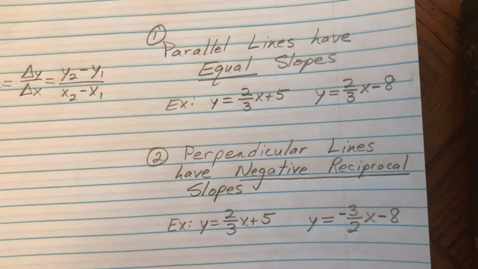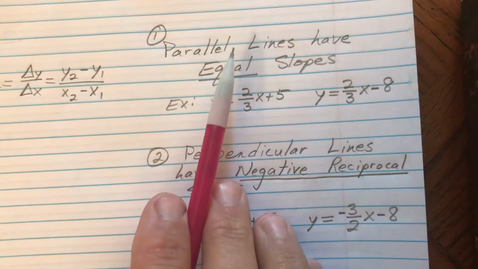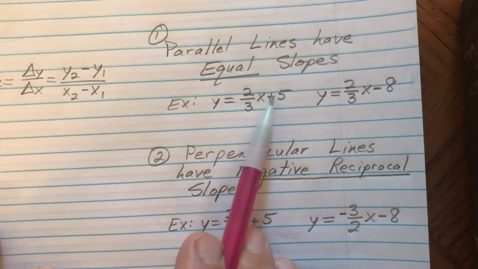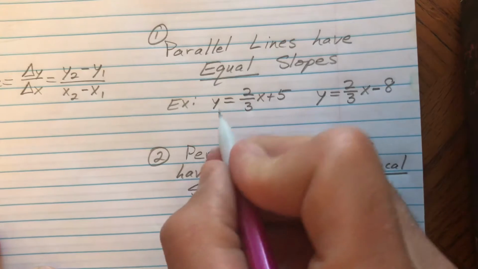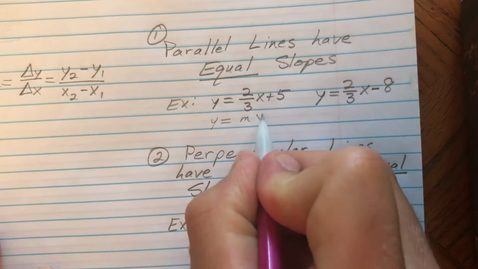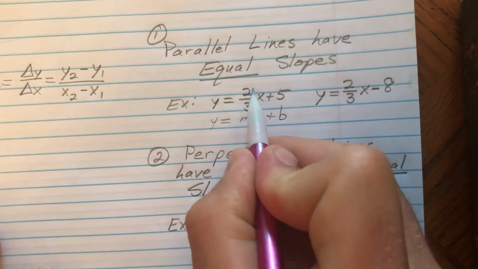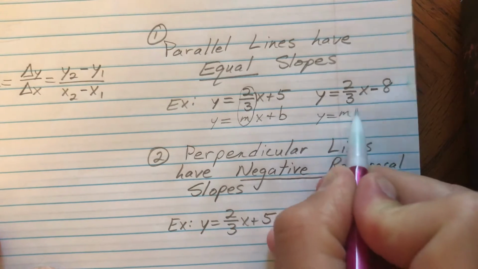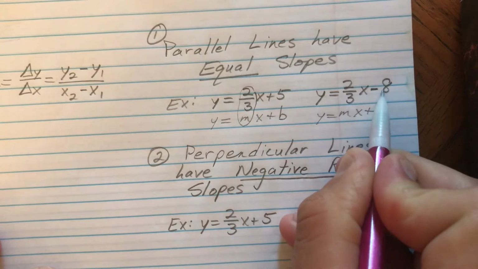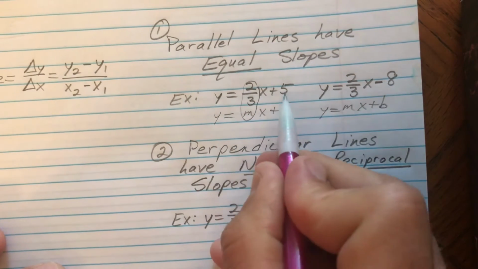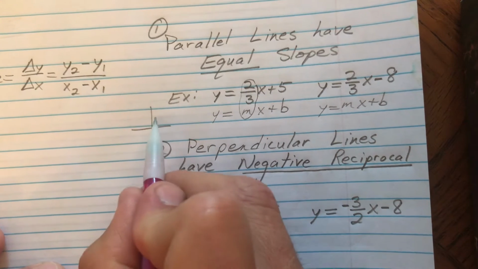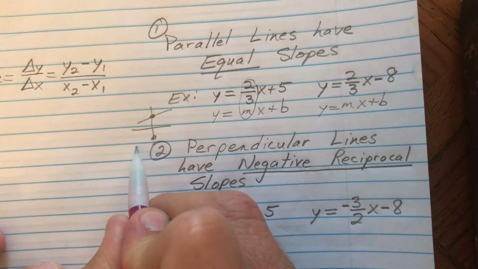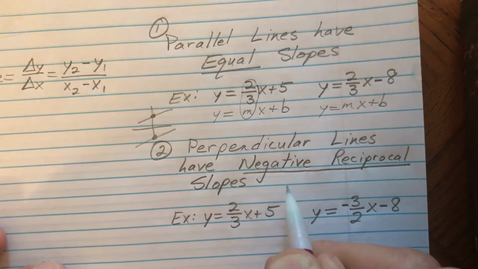A cool fact about lines is that parallel lines have the same exact slope. For example, if I start at 5, the y-intercept, these are in y equals mx plus b form, my slope is 2/3. Here, the slope is also 2/3, but I'm starting at a y-intercept of -8. It doesn't really matter where you start. If you start at 5 and go up 2/3, or if you start at -8 and go up 2/3, the lines are going to be parallel.